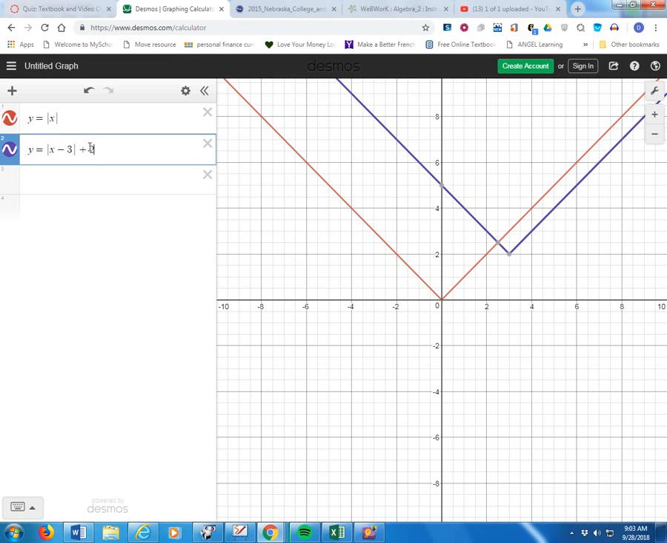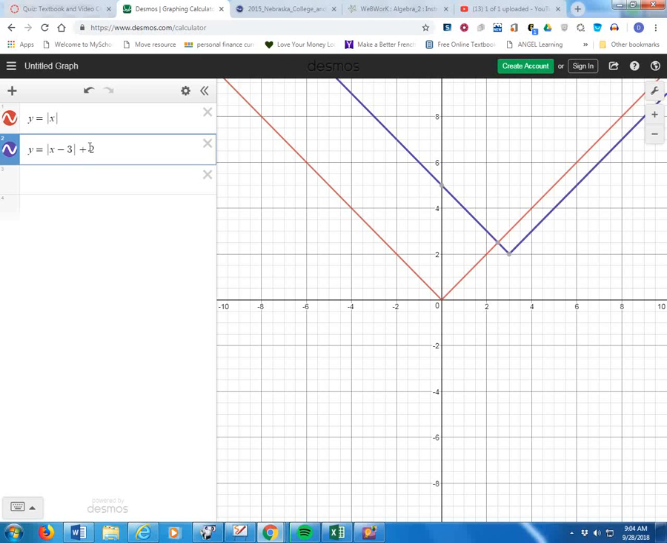Okay, so if it's inside the absolute value, it affects the x values. It shifts left or right. If it's outside the absolute value, it affects the y values. It shifts up or down. The y value shift is actually what you think it should be. If I add something on the outside of the absolute value, it goes up. If I subtract something, it goes down. So it's only those x shifts that are opposite of what you think it should be. If you add something inside, it's going to shift left. If you subtract something inside, it shifts right. But if you add something outside, it shifts up. Subtract something outside, it shifts down.